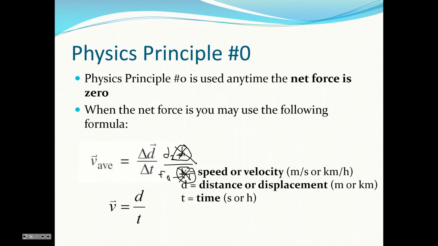So v can be speed or velocity, and we can be in meters per second or kilometers an hour. Distance or displacement in kilometers or meters, and time in seconds or hours. If we're in meters per second, these have to be in meters and seconds. Just like if we're in kilometers an hour, this has to be in kilometers or hours.